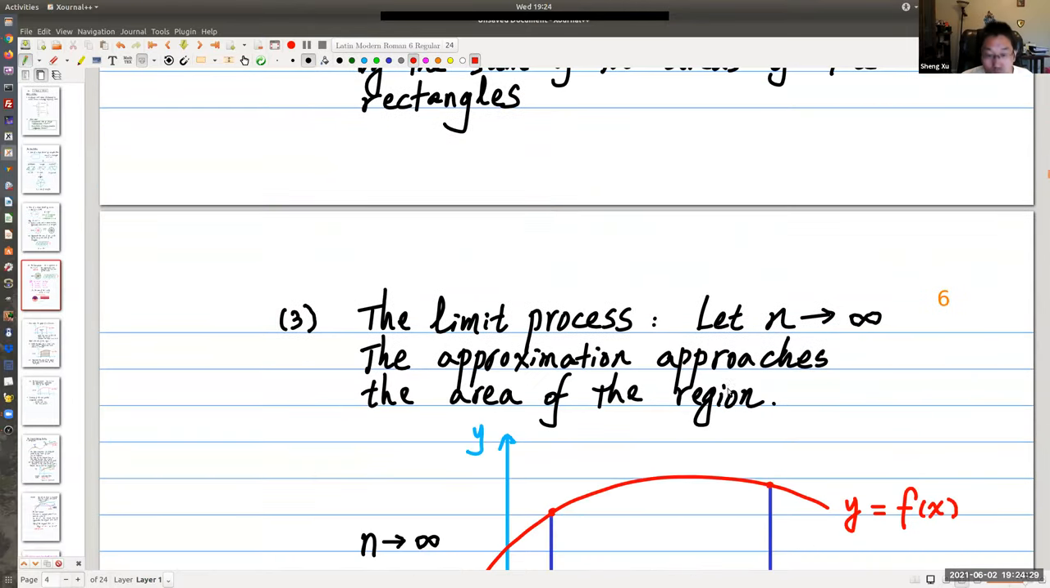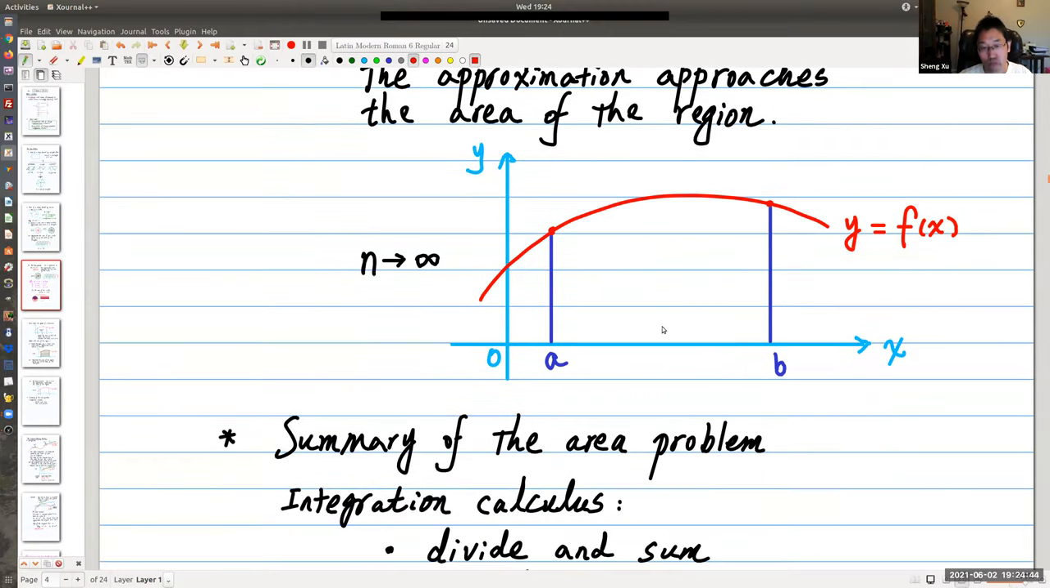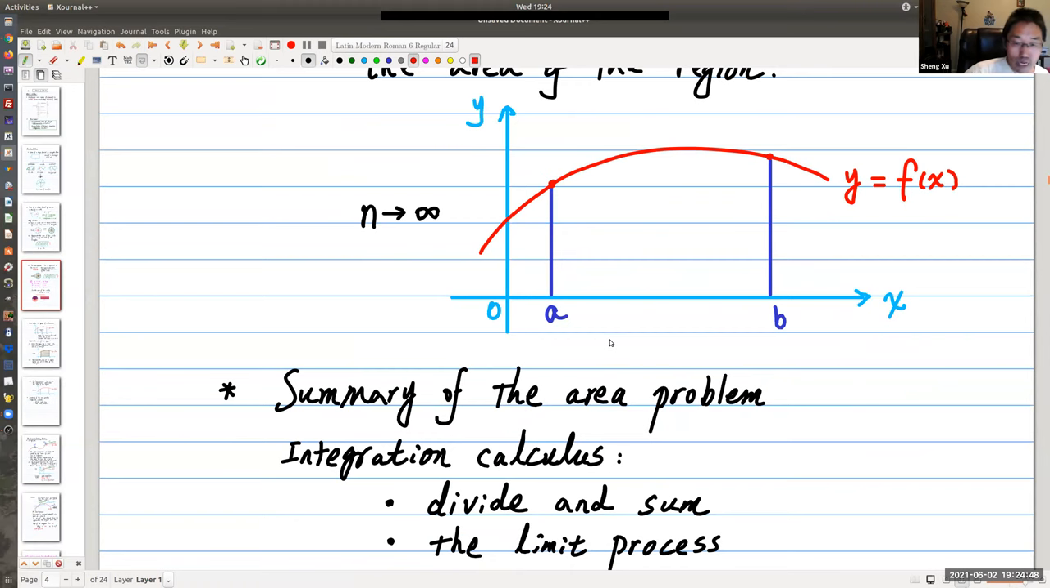And again, if you apply the limit process, let n approach infinity, then the approximation approaches the area of the region. Okay, you get the true area. So that's my introduction of the so-called area problem.